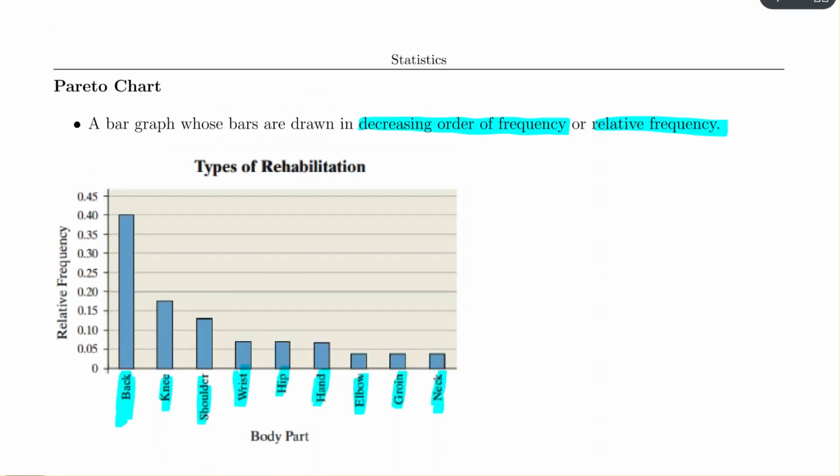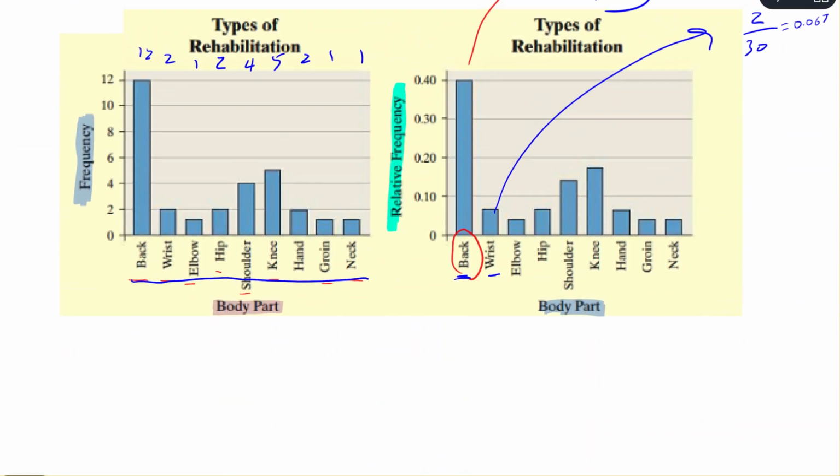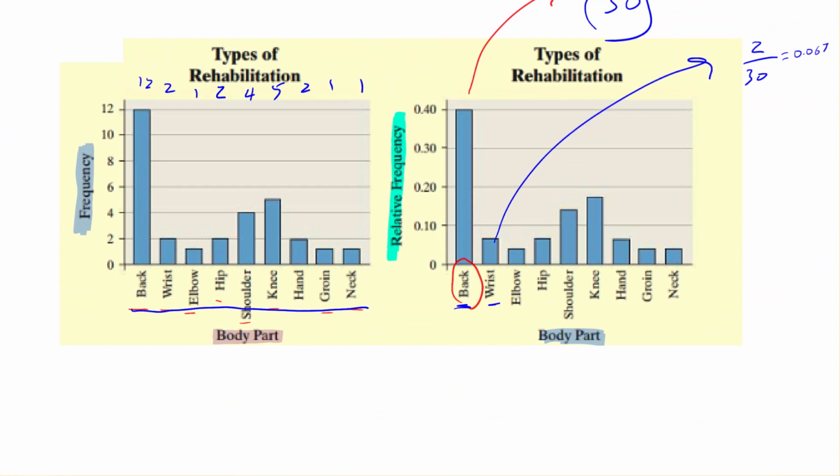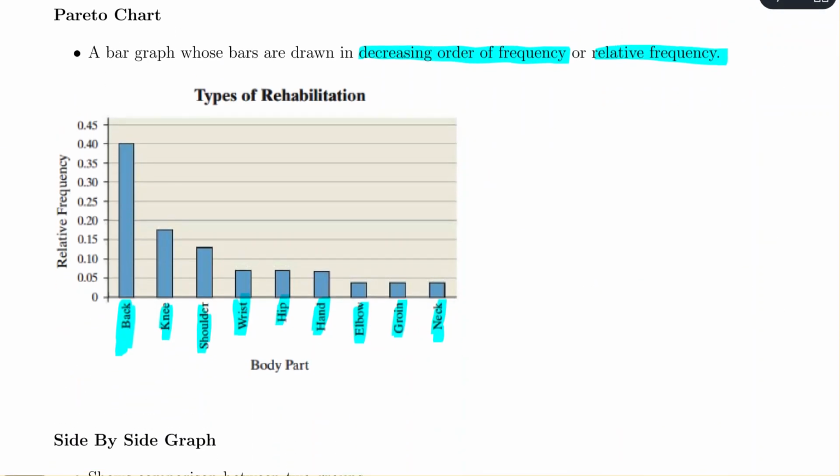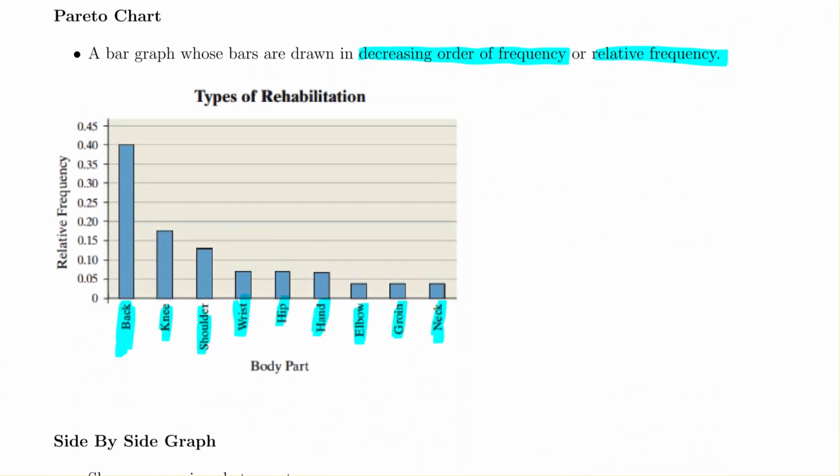So this is easy to read. Let me go back to the previous one. Here, in order for us to compare which one has the second most, well, it's clear in this case that back was the most. Which one was the least? Then we have to do some observation. It takes time to observe which one is the least, which one is the middle. But in a Pareto chart, it's already organized in decreasing order, from most to least. Therefore, it's easier to identify which one was the most, which one was the least, and which one was the middle.